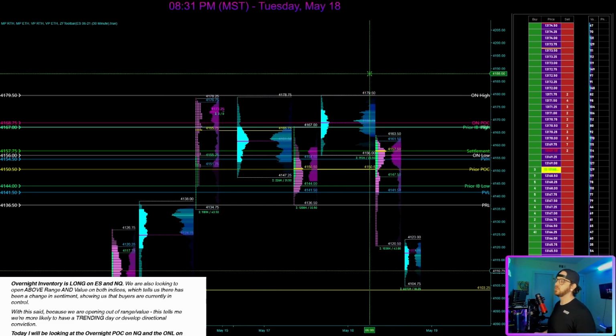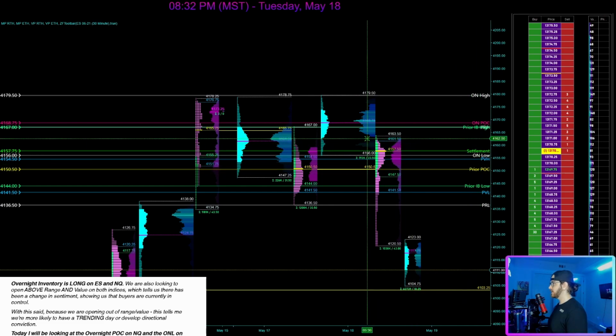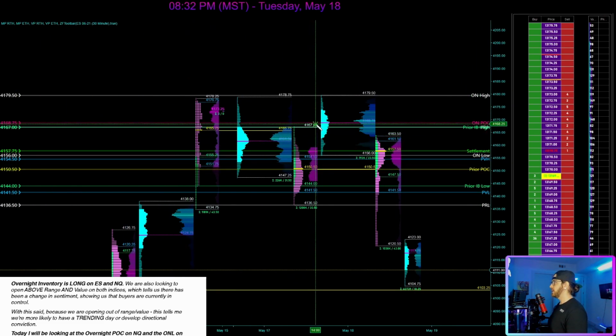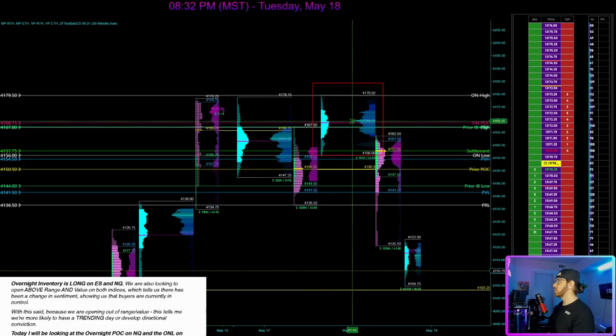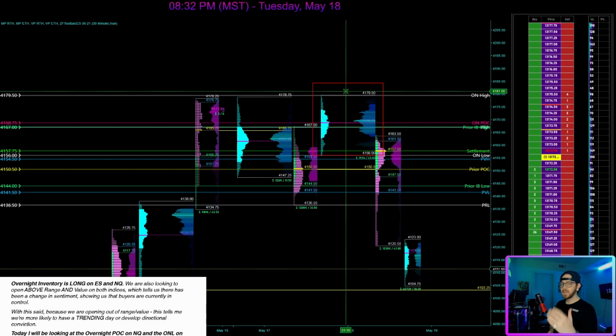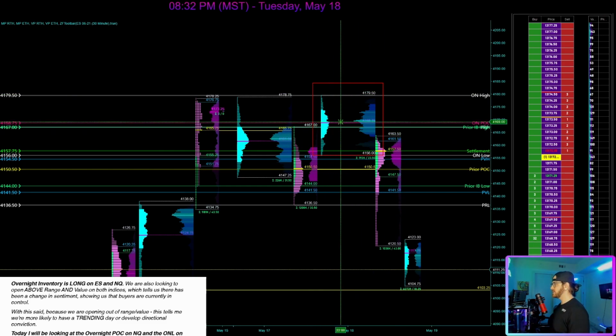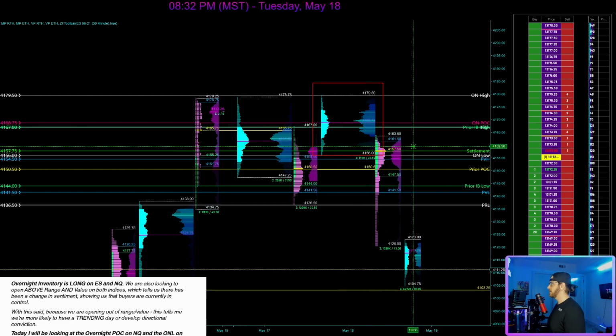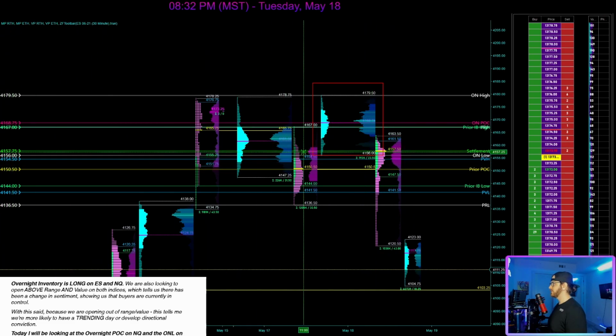So what I was looking at in regards to the profile structure was that overnight inventory was long on both ES and NQ. So you can see settlement is right here on ES 41.57. And for those of you new to the channel, for those of you new to market profile, we know that overnight inventory is long when the overnight price action or the overnight profile, as you see highlighted here, is entirely or a large majority above the settlement price from that previous regular trading hour session. So just to be very clear here, settlement at 41.57 and this overnight profile mostly above that.